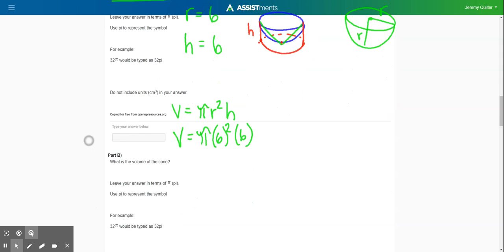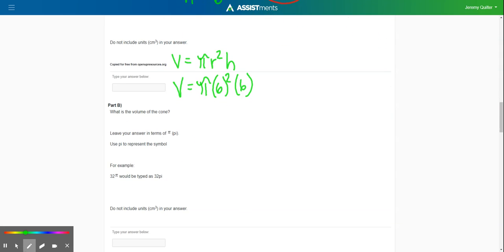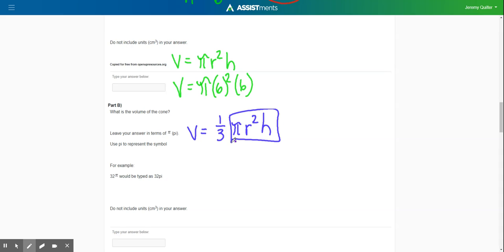Based on what we know about the formula for the volume of a cone, I should be able to think pretty quickly that it has the same radius and the same height. So that means the volume should be 1/3 the volume of that cylinder that we just did. So I shouldn't have to redo all this work, because it's the exact same as right here. All I have to do is divide by 3.